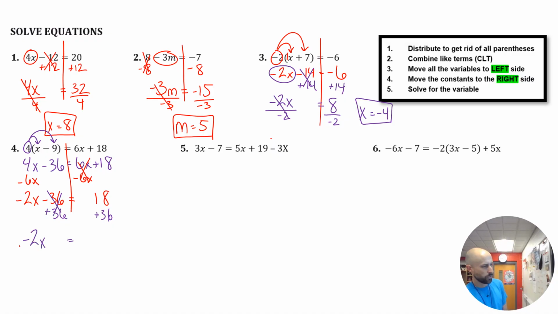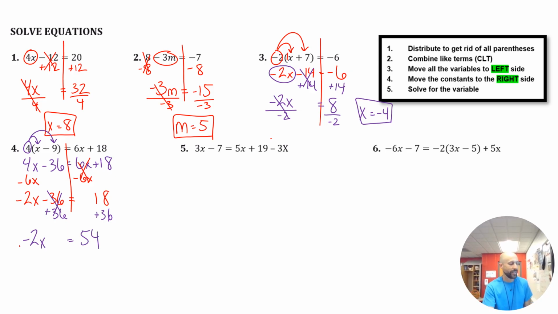So what does that give us? 54. And then divide by negative 2. So x equals negative 27.